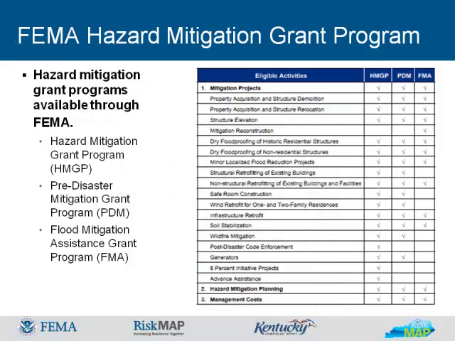The Hazard Mitigation Grant Program, or HMGP, provides grants to states and local governments to implement long-term hazard mitigation measures after a major disaster declaration. HMGP was created to reduce the loss of life and property due to natural disasters.